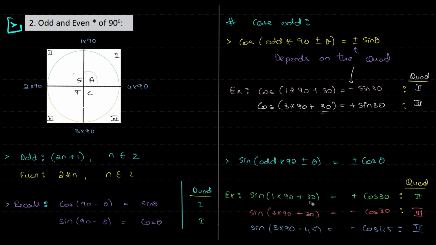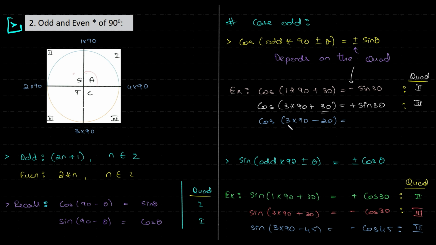Okay, this is good enough. I just needed space over here. Cos of 3 into 90 minus 45, or minus 20 also. It doesn't matter, but anyways, we don't know. Okay, let's not think about it.